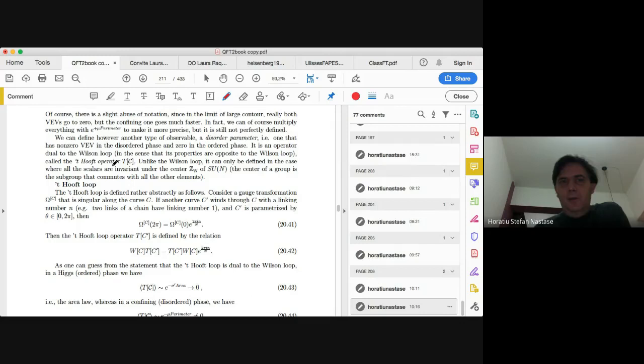But unlike the Wilson loop, this 't Hooft operator can only be defined in the case that all the scalars are invariant under the center of SU(N), the center of SU(N) being the cyclic group Z_N. Now, the center of a group is the subgroup of elements that commute with all the other elements. So in the case of SU(N), that subgroup is Z_N, the cyclic group of order N.